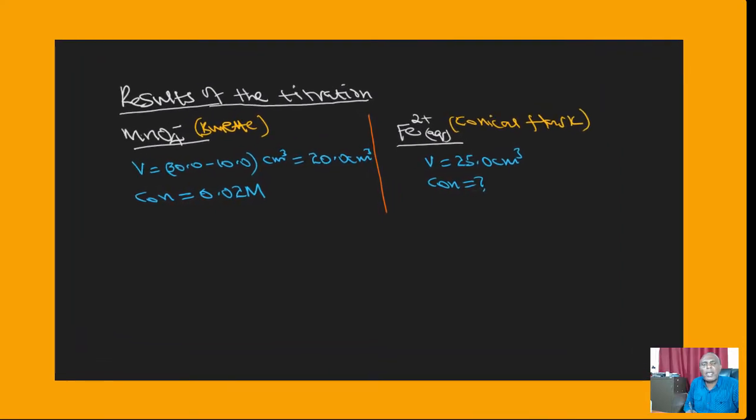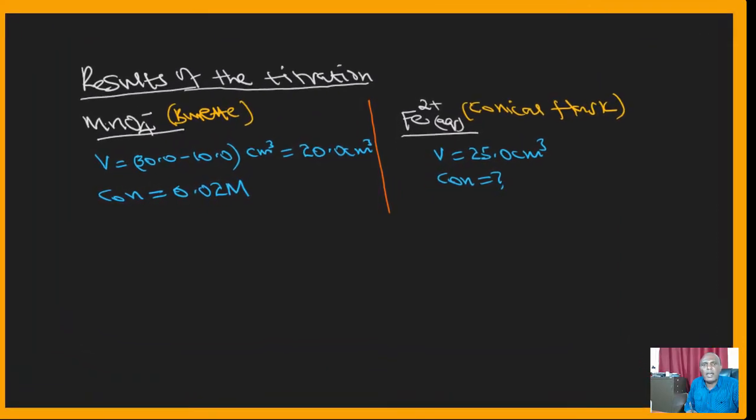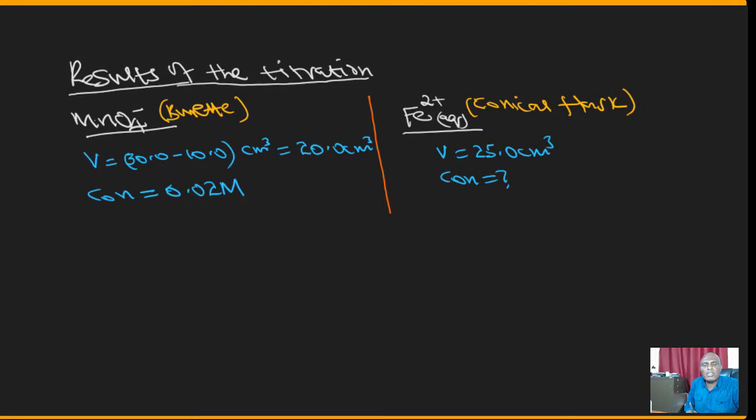Let us start the calculations. We have the titration results, and in the burette we had manganate 7, and we got the final burette reading of 30.0, and the initial burette reading was 10.0. So the titre value is 20.0 centimeters cubed. In the conical flask, we had a volume of 25.0 centimeters cubed.